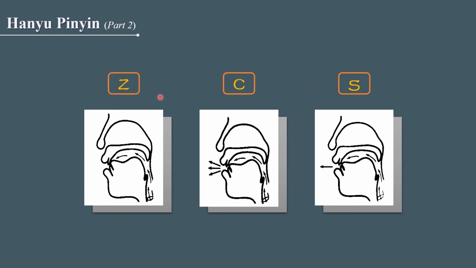When pronouncing z and c, the front part of the tongue tip touches the inner surface of the upper teeth and then immediately parts with it, forming a gap in between. Z is pronounced with no strong air flow, while c comes with an obvious air flow. When pronouncing s, the front part of the tongue tip stays away from the inner surface of the upper teeth all along, leaving a gap for the air flow to get through.